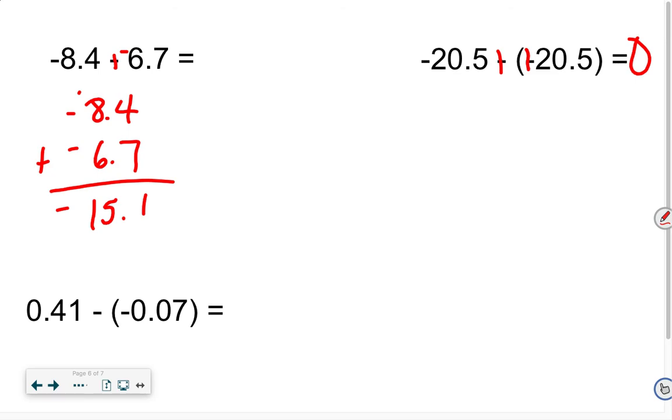41/100 minus 7/100. Minus negative 7/100. Thank you. Yes. Change the minus to a plus and change the sign of the next. No. Nope. Change the minus to a plus. Change the sign of the next. Yes. 0.48 is correct. Change the minus to a plus and change the sign of the next.